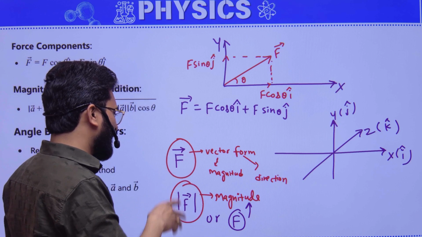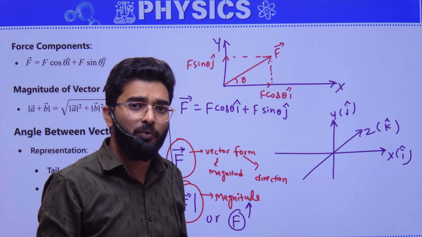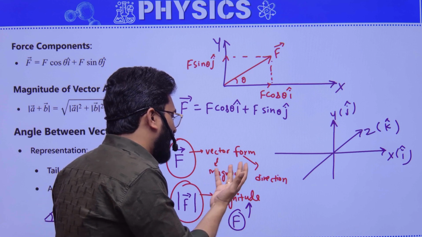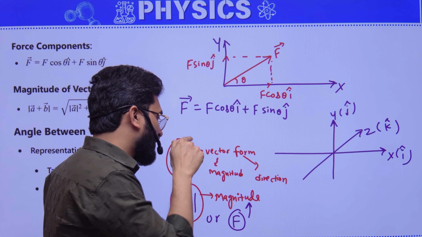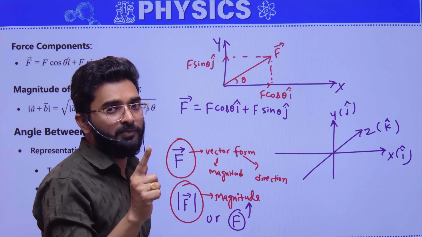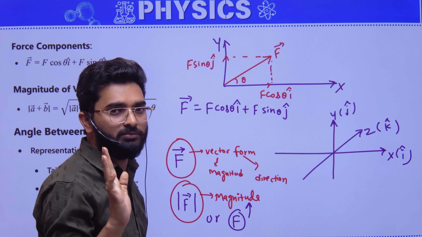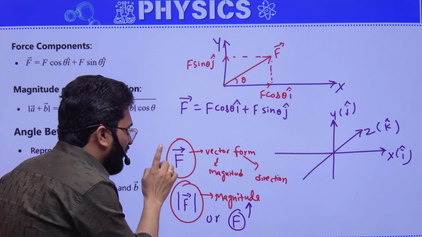We say that this is a vector f. What do you mean by vector f? What do you mean by vector? Vector means that we have the magnitude as well as direction. We don't only focus on the magnitude. No, with only magnitude, it will never be called a vector. When we describe it with direction, that completes the vector form.